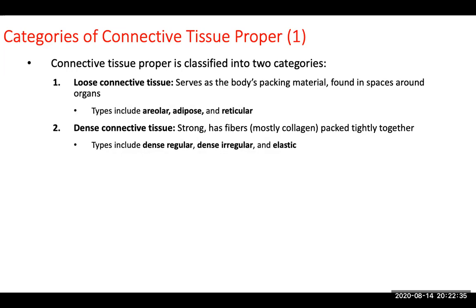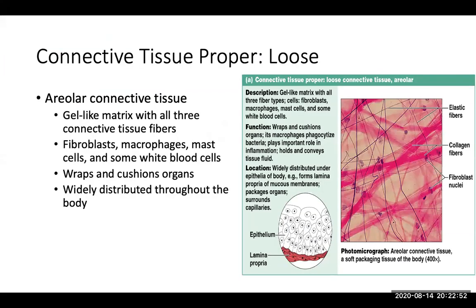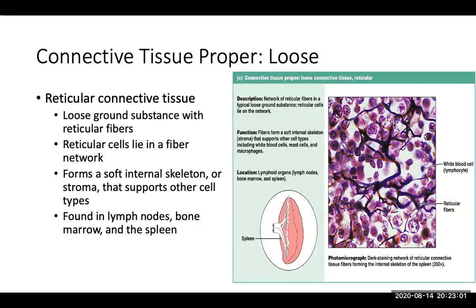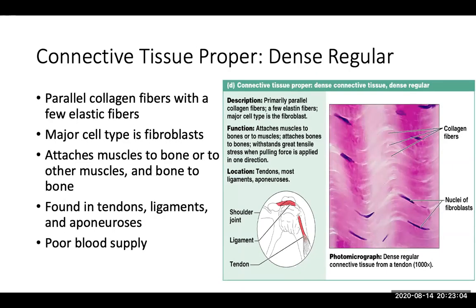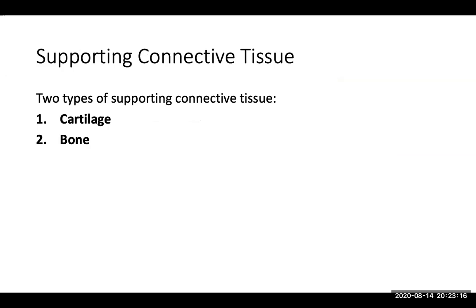And the dense has more fibers that are densely packed together, and loose connective tissue more serves as the body's packing material. So here are the 6 different types of loose and dense connective tissue, their structure and function, and their location. This takes you through each connective tissue proper in detail, and you guys can pause the slide at any time. I'm going to let you guys work through these on your own. And these are the dense regular, dense irregular, and then elastic connective tissue is found in the walls of your major blood vessels to allow for stretching of blood as it is ejected from the heart.